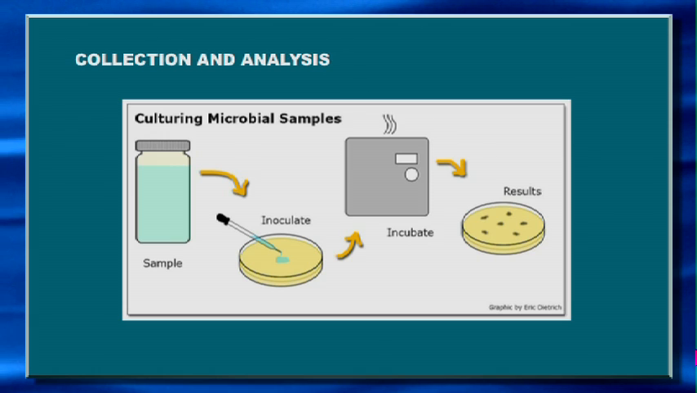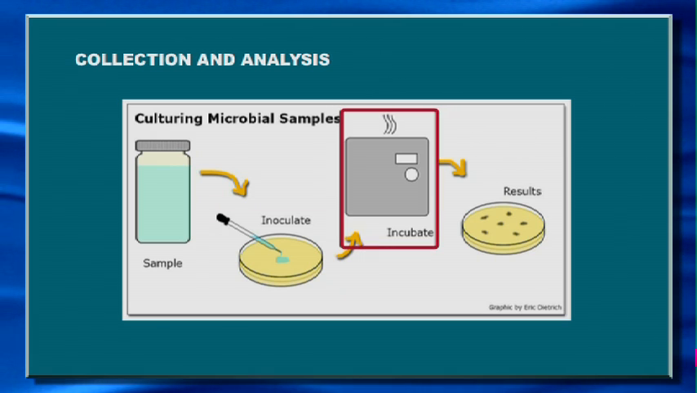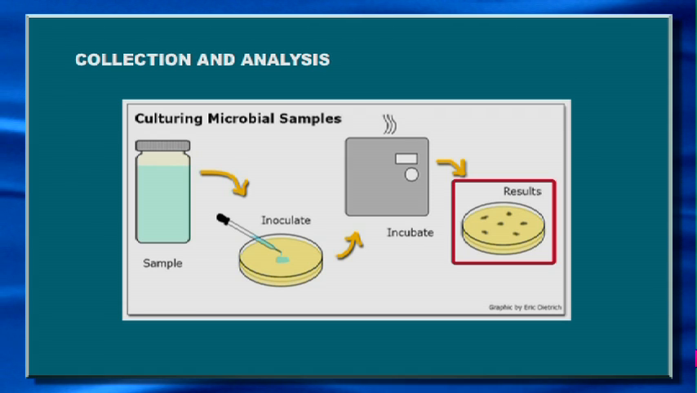If we're trying to test anything for a bacterium, we go through a simple process. We have a sample, we then inoculate it onto a growth medium. The growth medium can be very selective, so it's only growing certain things. We then incubate it, and then that gives us growth on a petri dish.